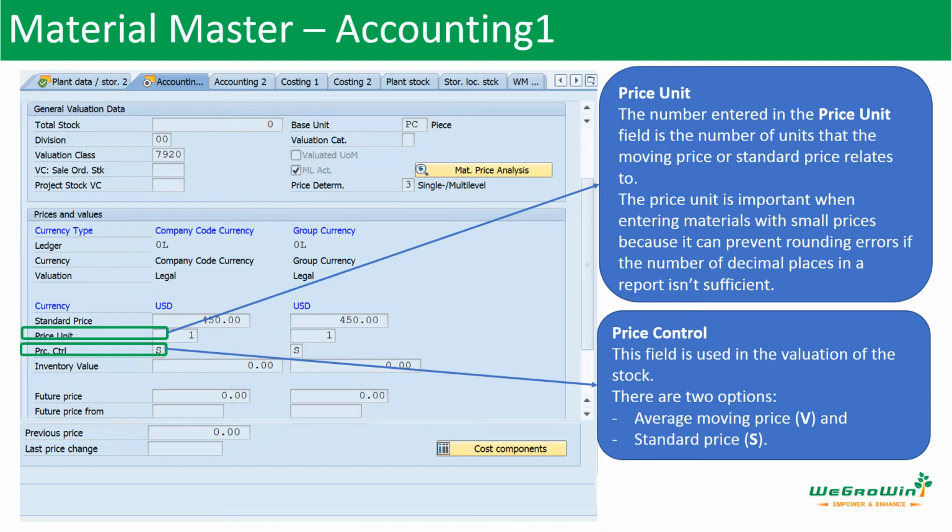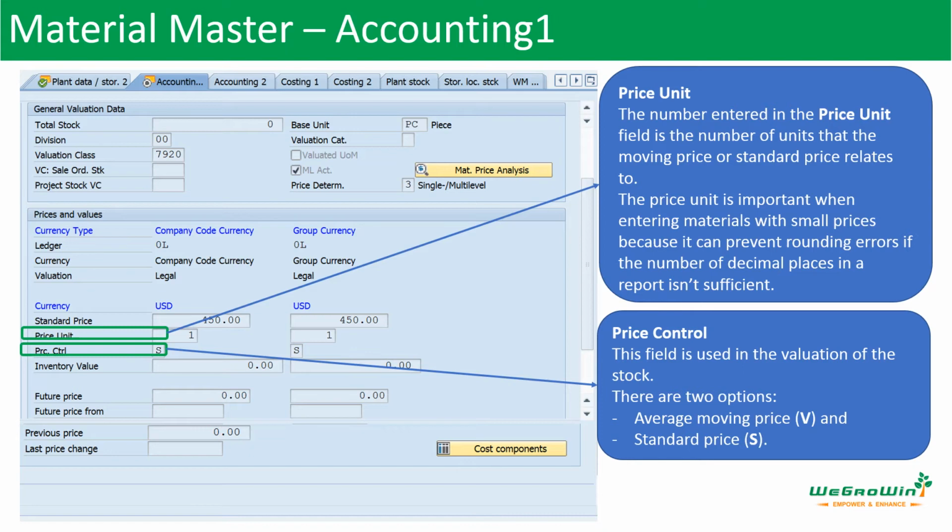Similarly, a material may cost 1 rupee or 2 rupees per piece. By defining individual units, we may not be able to define 1 rupee 20 paise or 1 rupee 50 paise. There we can put it as 100 units for 125 rupees. Like that, if we define it, the proper value is assigned without losing accuracy. That is the purpose of this price unit.